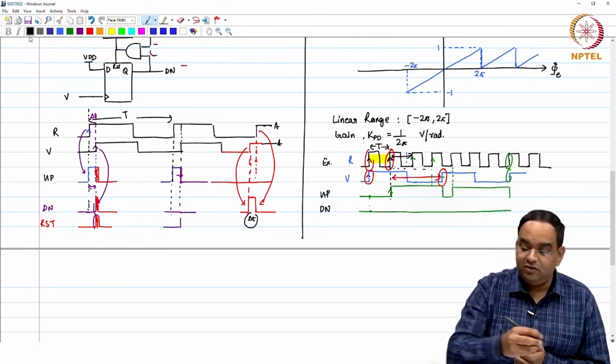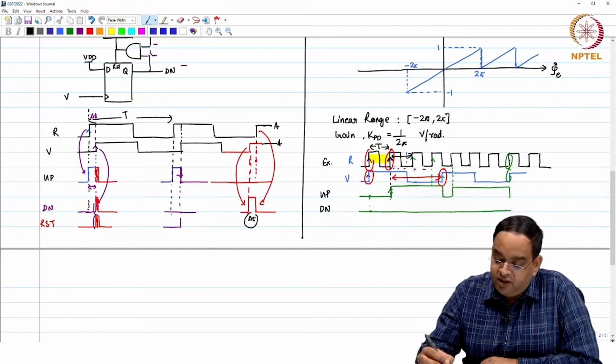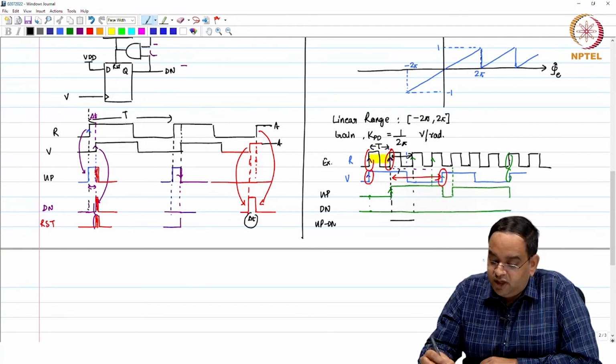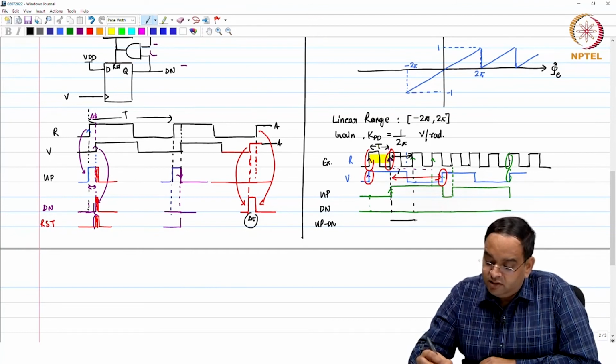So, up minus down signal, if you just think about it, the average value here for this clock cycle, up minus down, remains 1, it still remains 1 during the next, and then it goes to 1, and then after that it goes to 0.